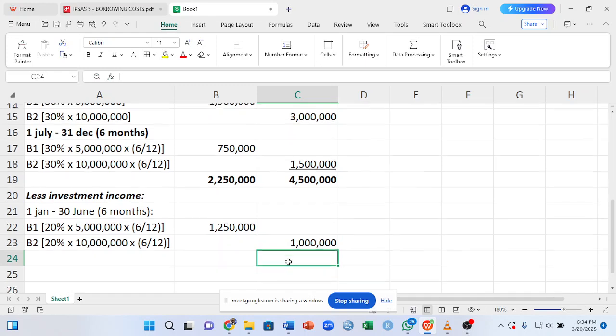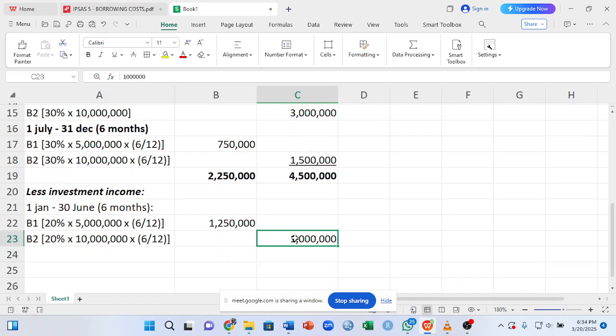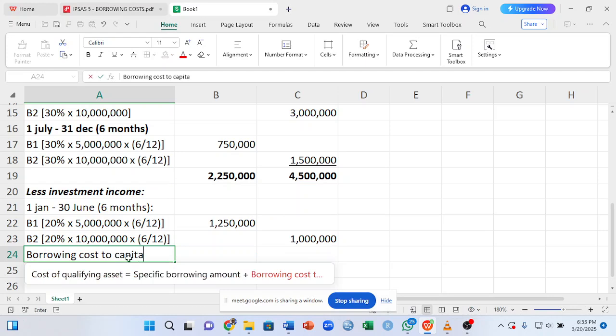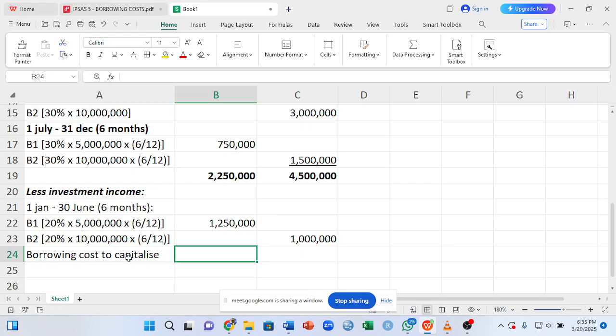Okay. Then when we are done, we less them to give us the borrowing cost, the borrowing cost to capitalize. Please, the investment income figure there is wrong. It's supposed to be 500,000.